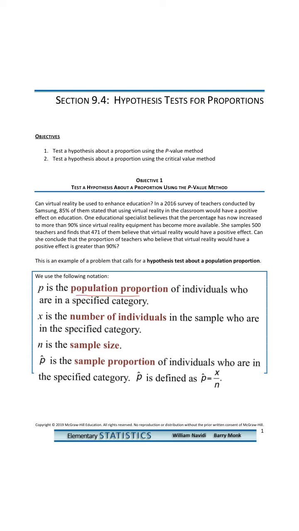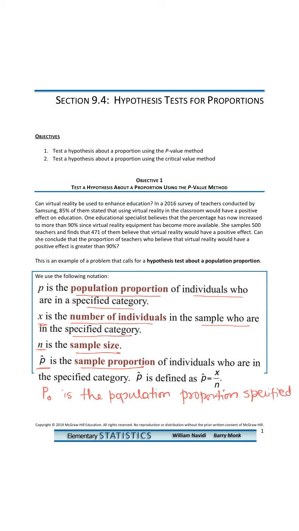P is the population proportion of the individuals who are in the specified category. X is the number of individuals in the sample who are in the specified category. N is the sample size. P cap is the sample proportion. Let me include one more thing: P naught, that is the population proportion specified by the null hypothesis.